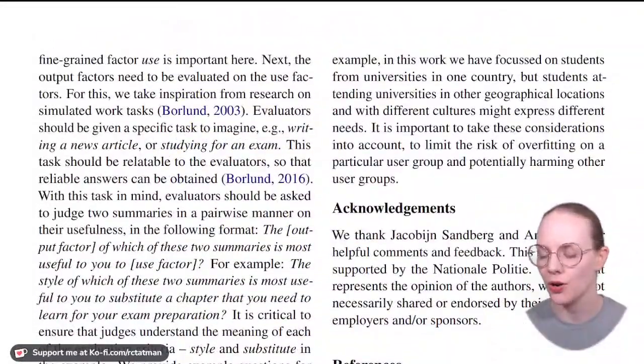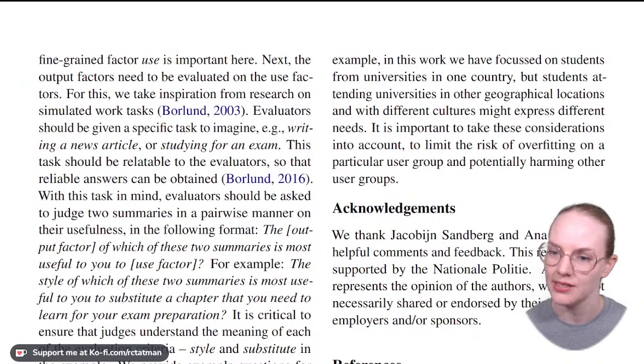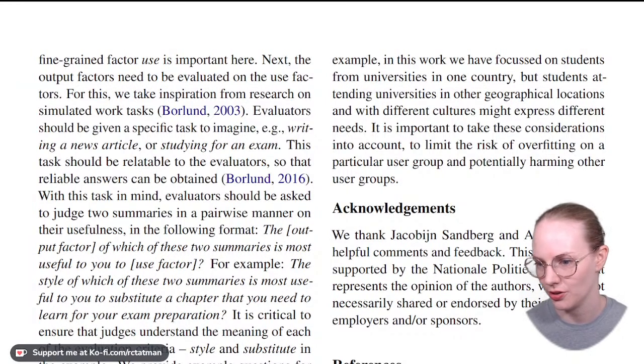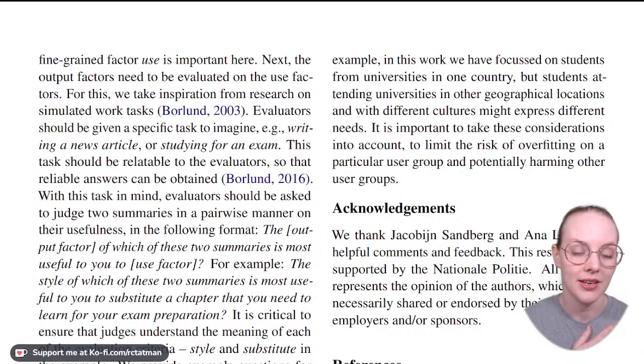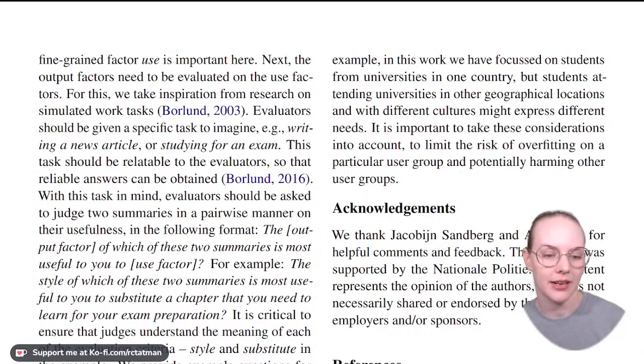There may also be within group differences. For example, in this work, we have focused on students from universities in one country, but students attending universities in other geographical locations, along with different cultures, might express different needs. It is important to take these considerations into account to limit the risk of overfitting on a particular user group and potentially harming other user groups. Yeah, great point. That was one thing I was going to bring up, but they already did it.